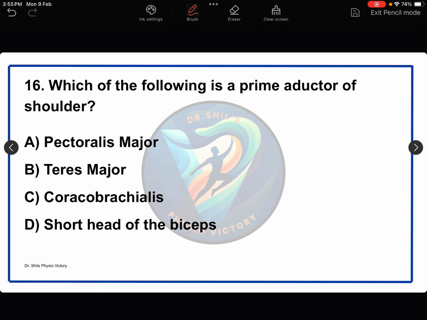Next come to question number 16. Which of the following is a primary adductor of shoulder? Option A, pectoralis major. Option B, teres major. Option C, coracobrachialis. And option D, short head of the biceps. Here, the correct answer is option A, pectoralis major. Pectoralis major is a powerful adductor of the shoulder. Also, it helps in medial rotation and flexion.